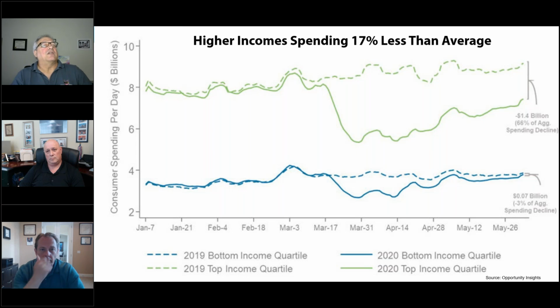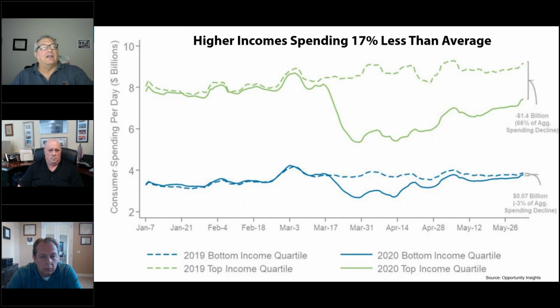Now, here's part of what's going on as a result of all these things. What you're looking at is two different sets of curves. The blue curve has to do with the lowest income quartile. So this is the bottom 25% of income earners in the country. The dotted line refers to what their spending was last year in 2019. As you can see, up through the middle of March, it pretty much tracked right on. But then COVID-19 happened, and there's the dip for 2020. That's the solid blue line that you see there.